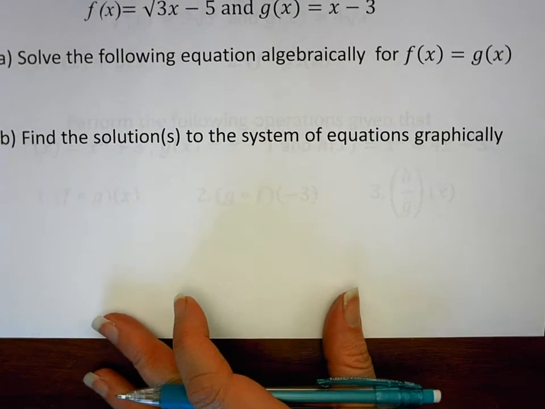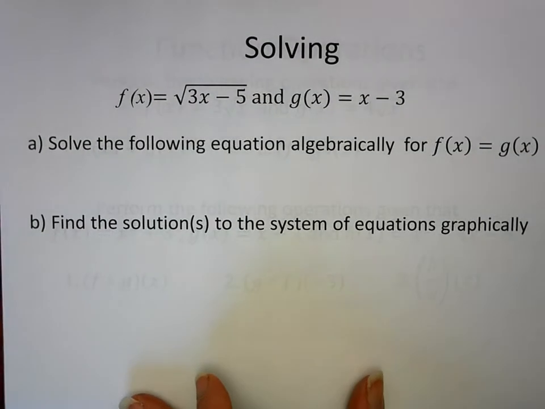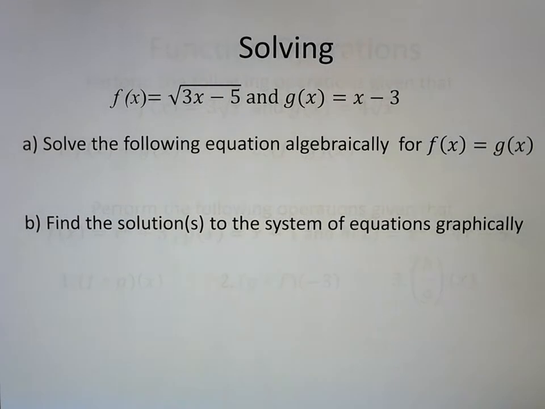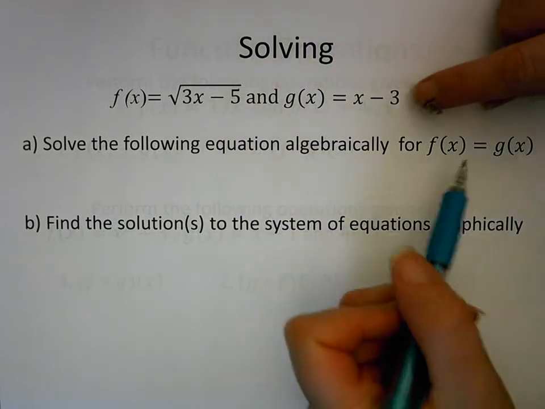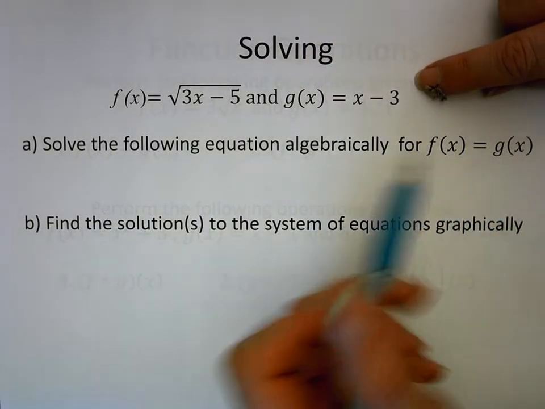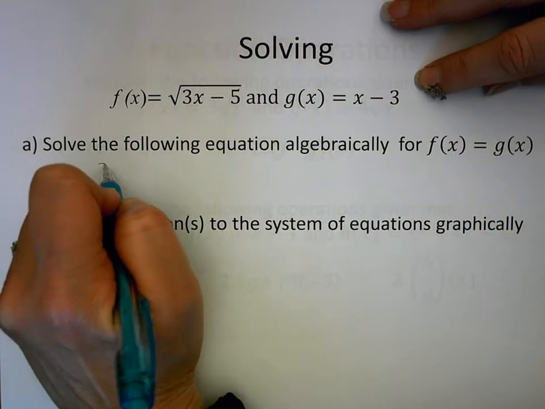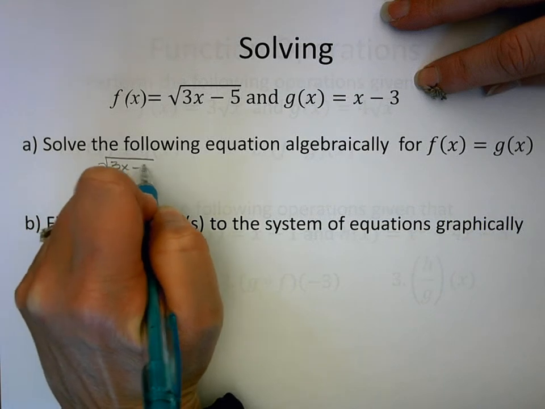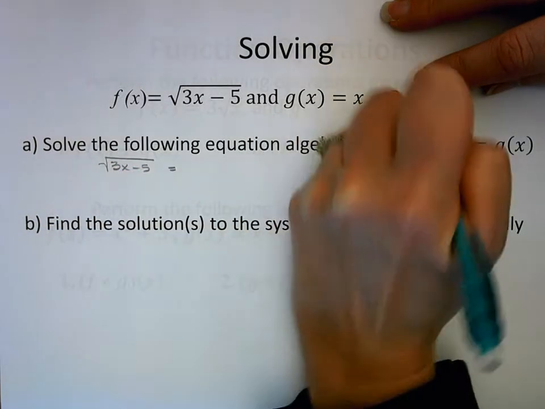So for this one right here, this is not a question we can actually graph very well, so I'm only going to do part A on it. And then for part B, I'm going to go back and do question number 3 from the previous slide to show you how we do it graphically. So when I'm solving algebraically, I want to set f of x equal to g of x. So this is my f of x equal to g of x.